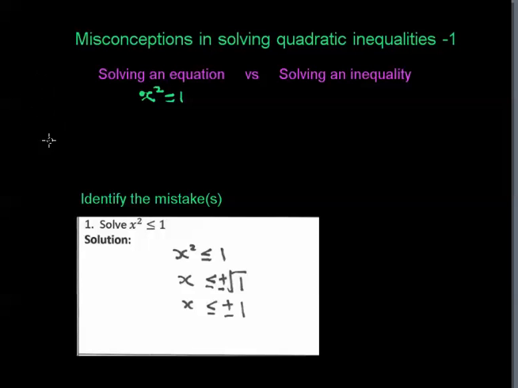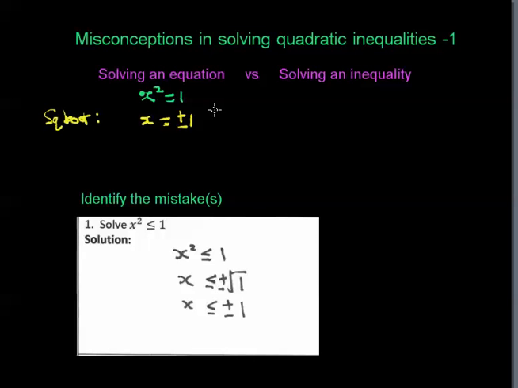We can solve this equation by starting with square root both sides. By square root of x squared we obtain x. By square root of 1 we obtain plus minus 1.